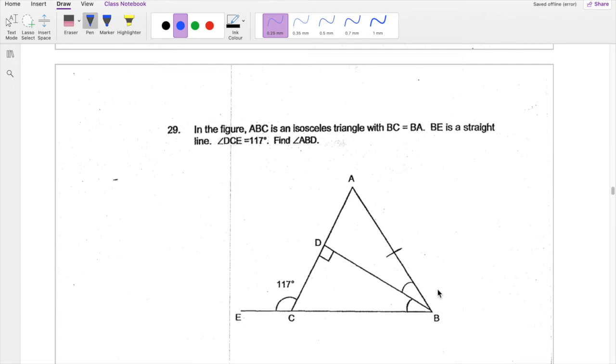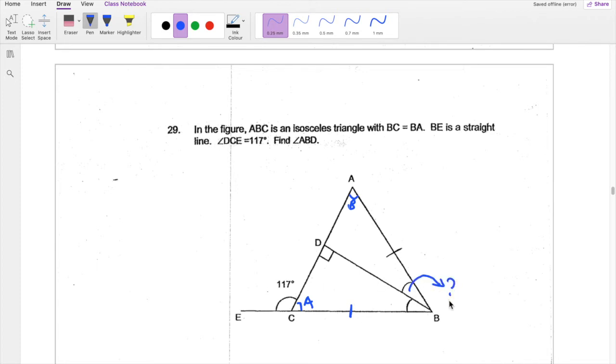In the figure, ABC is an isosceles triangle with BC equal to BA, right? This one equals this one. So the isosceles triangle has a property. What property? These two edges have the same length. The angle A here is equal to angle B here, right? And BE is a straight line, and this angle is 117. Find ABD. This one is what we find.